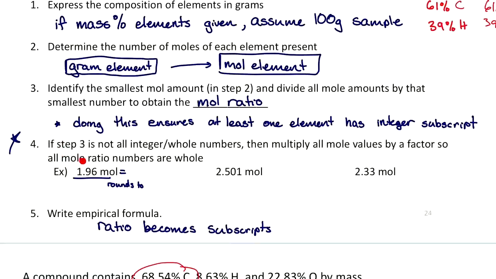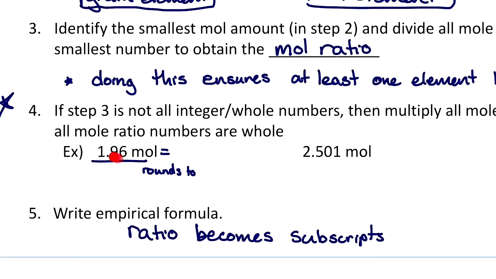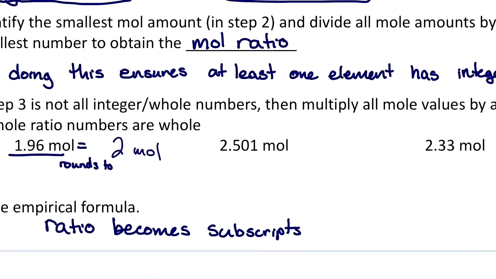So here, if step 3 isn't an integer, multiply all mole values by a factor so that the mole ratio is an integer. For example, if you do all the calculations and you get a number like 1.96, what do you think that would round to? 2. Yes, that rounds to 2 moles. So go ahead and round 1.96 to 2. But what about 2.501? Is that going to round to 3? No, we don't want to do that.